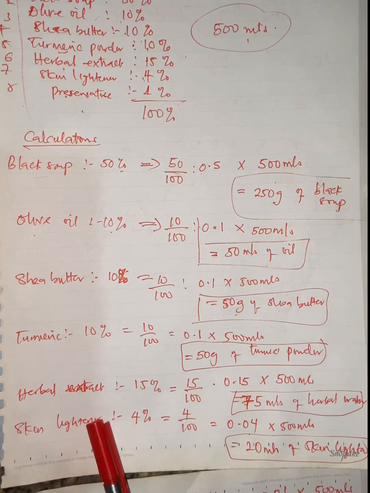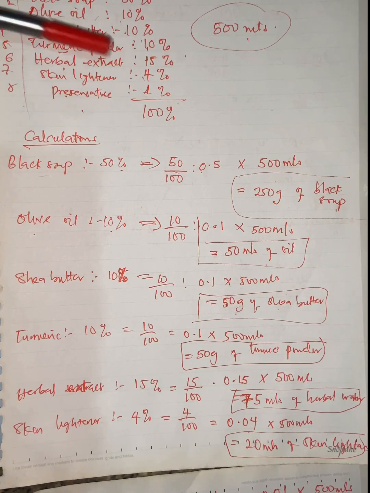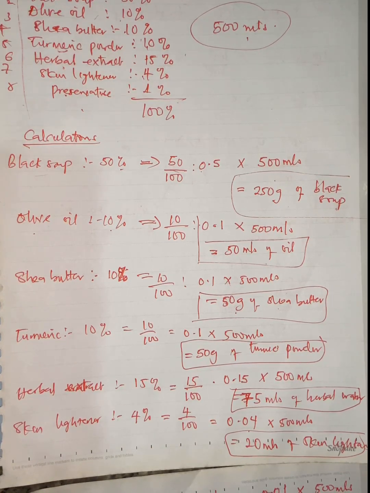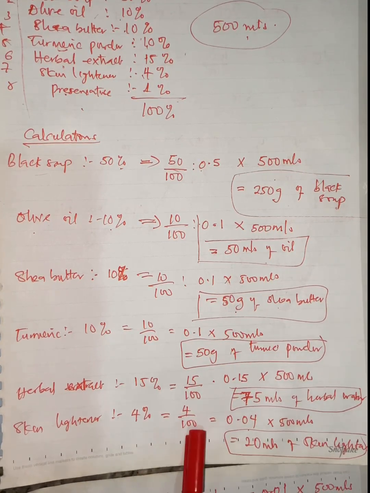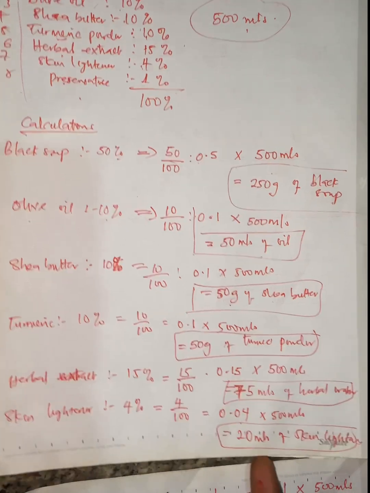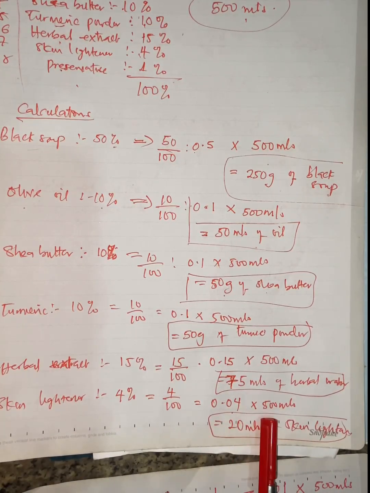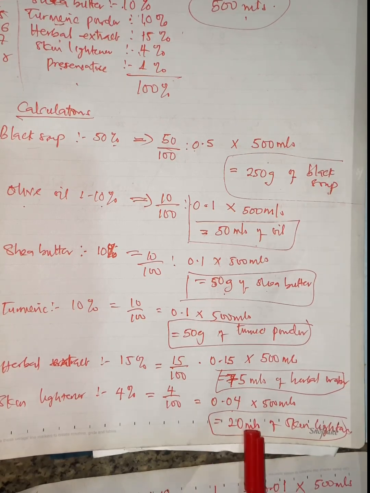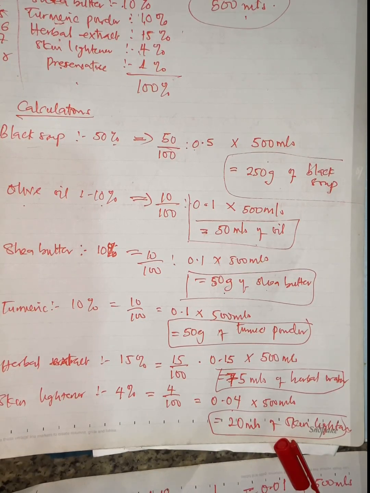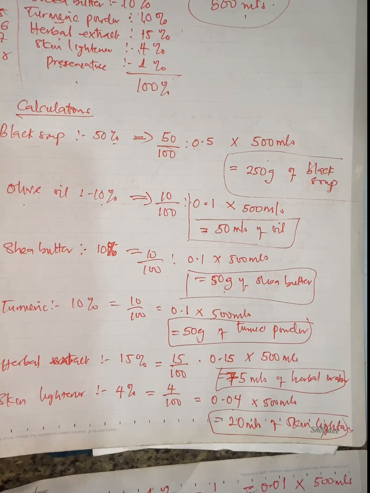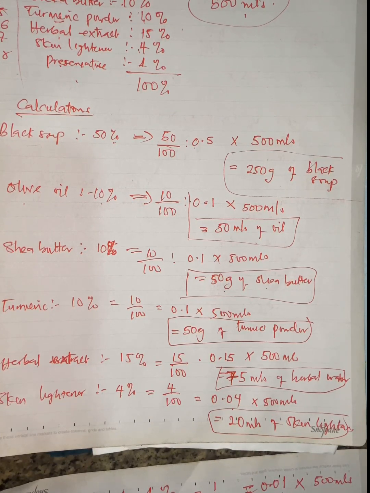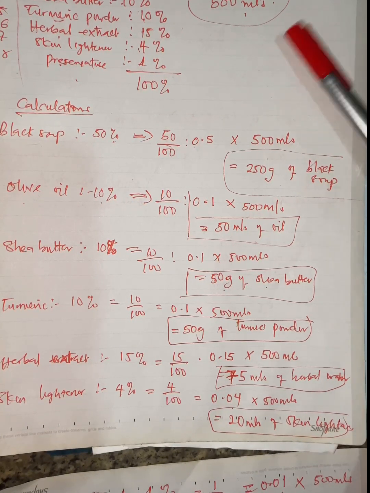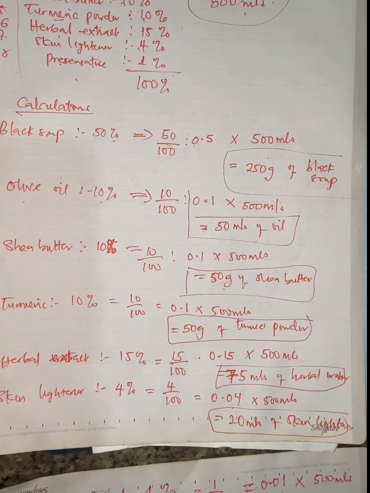Now also for skin lighteners, the same thing. The recipe called for 4% skin lightener. So this 4% is 4 over 100, so that is 0.04. We multiply by the total amount of soap to be made, which is 500 mils, and that will give us 20 mils of skin lightener. So for this recipe, we need 20 mils of skin lightener to make 500 mils of this black soap recipe.